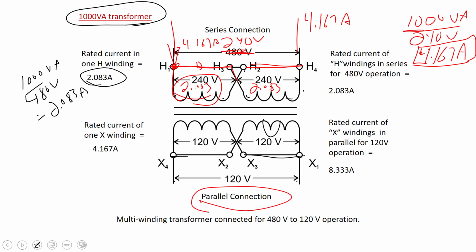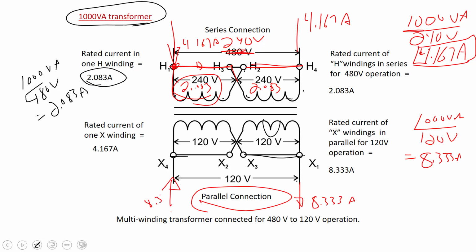So let's start over there. The 1000 VA transformer's rating divided by 120 volts is going to give you 8.333 amps. So 8.33 amps for the parallel connection. Current would come out, the maximum current we could pull is 8.33 amps, and it goes back in at 8.33 amps.